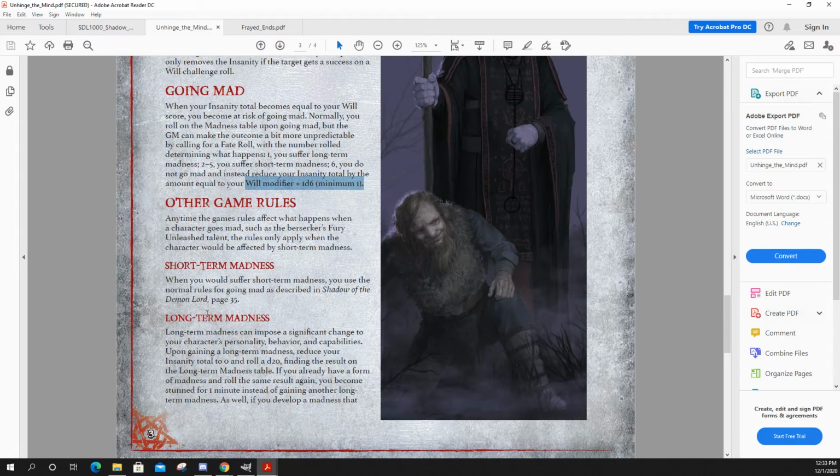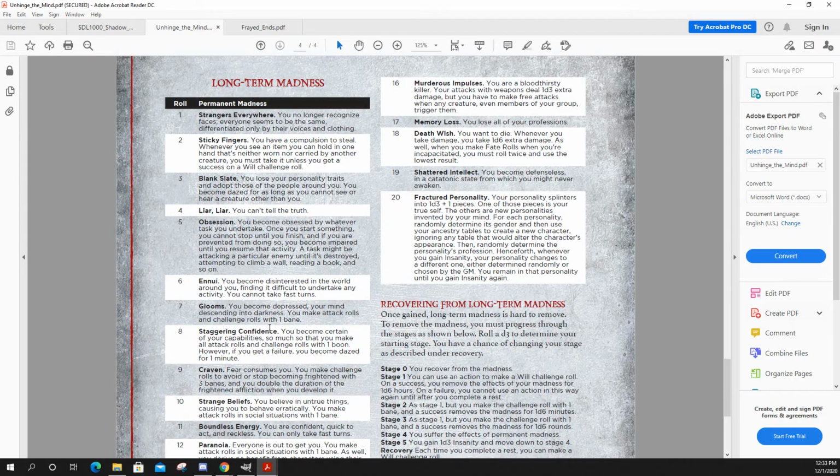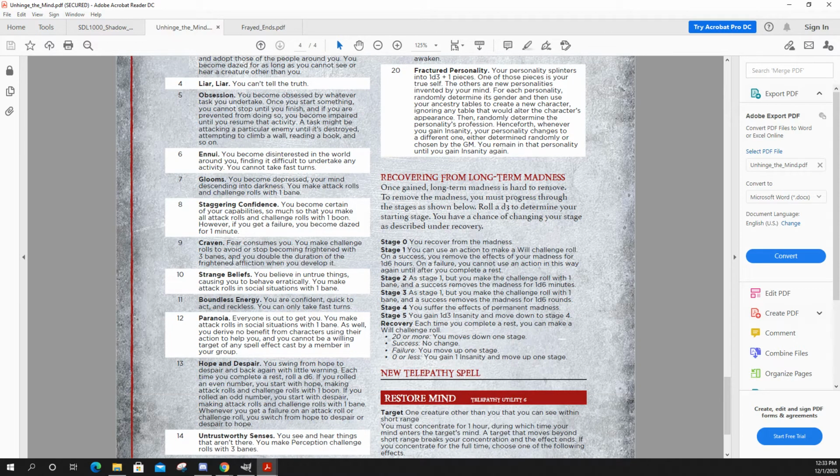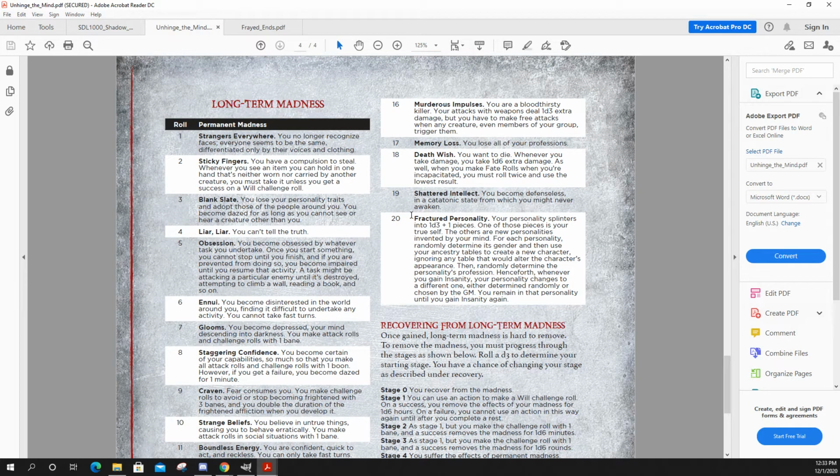Now, short-term madness, like I said, that table's on page 35. The long-term madness table is here in the supplement, and you can see the table includes anything from you can't recognize faces anymore to fear consumes you. You make challenge rolls to avoid or stop becoming frightened with 3 banes. You double the duration of the frightened affliction when you develop it, all the way to a fractured personality.